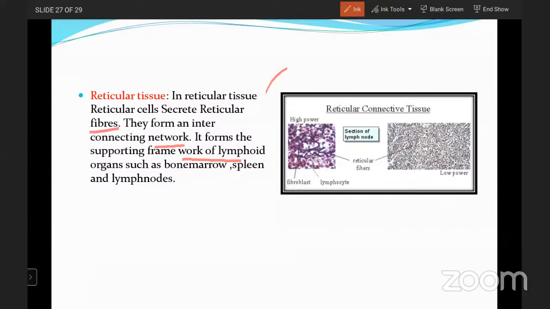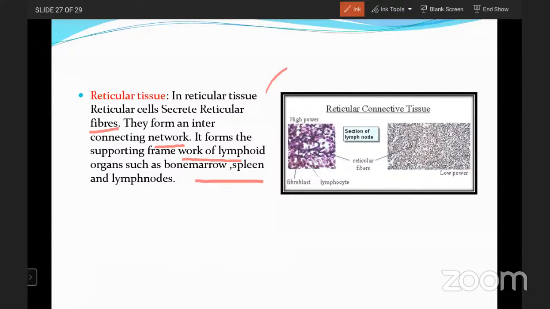What are the lymphoid organs here? Such as bone marrow, spleen, and lymph nodes. So here, reticular tissue cells secrete reticular fibers. They form an interconnecting network. It forms the supporting framework of lymphoid organs such as bone marrow, spleen, and lymph nodes.